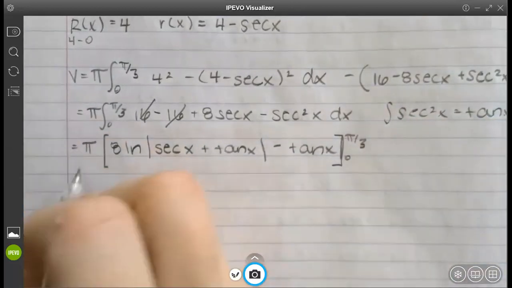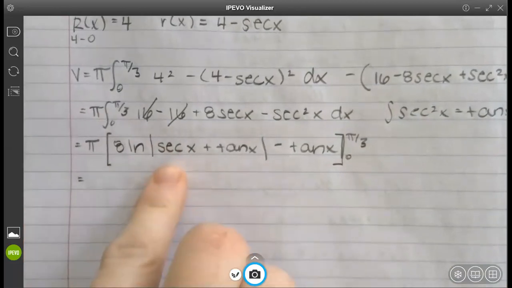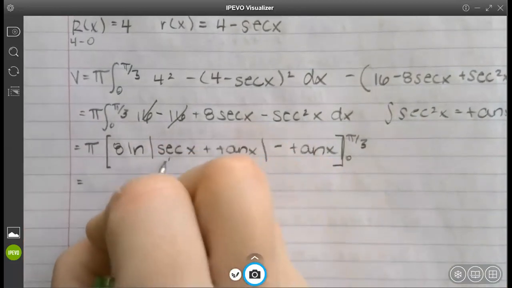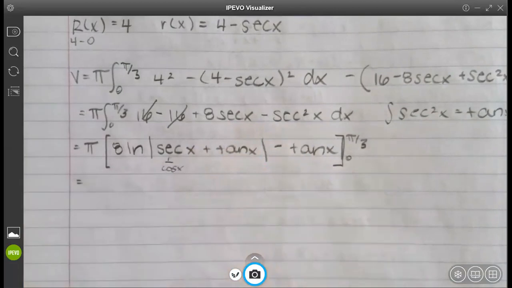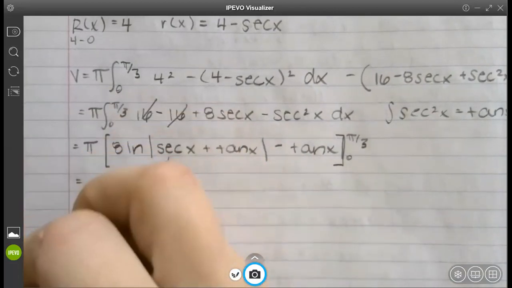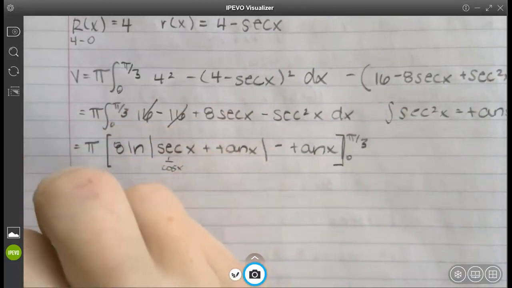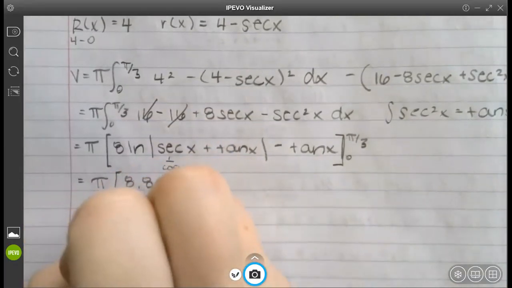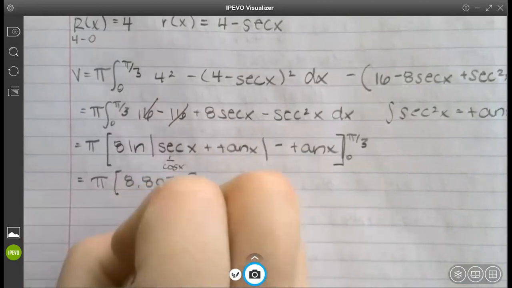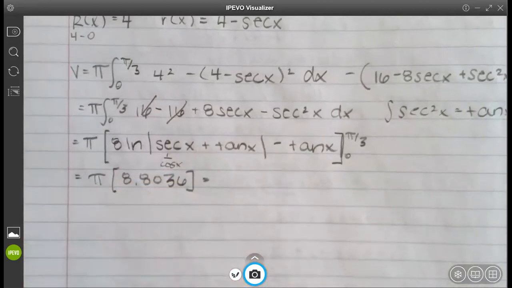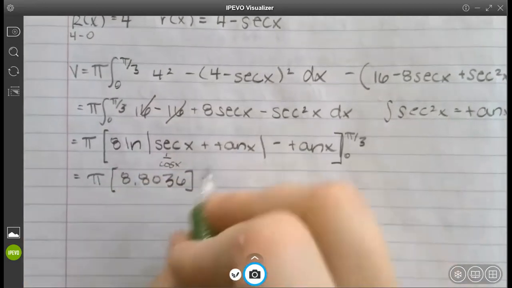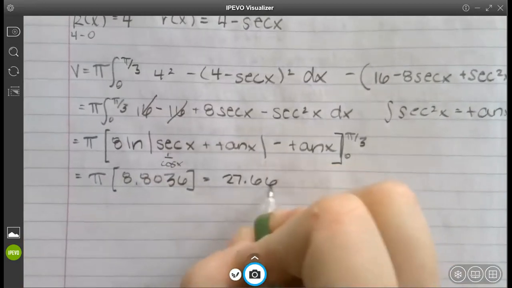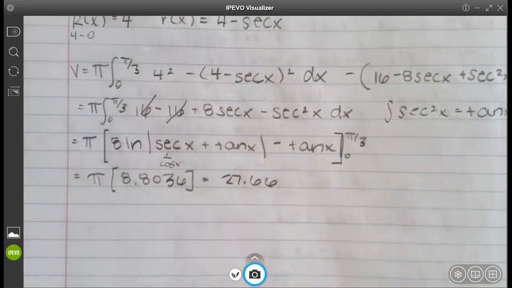And then we plug it in and you guys can remember what is secant. So you can plug this straight into your calculator, 1 over cosine. You get pi times, when you plug all this in, 8.8036. And when it looks like this, you can put it together if you want to, but typically if it's rounded, they'll just go ahead and do your decimal answer, 27.66.